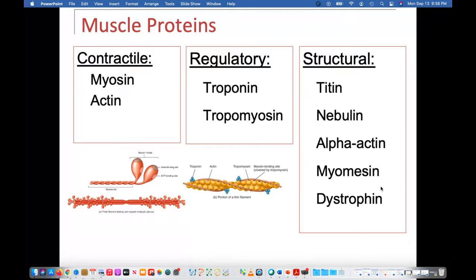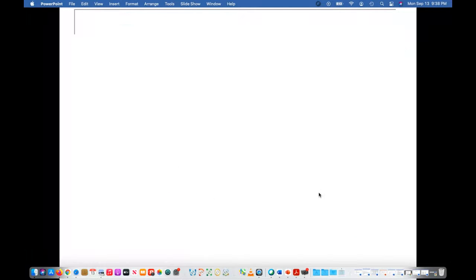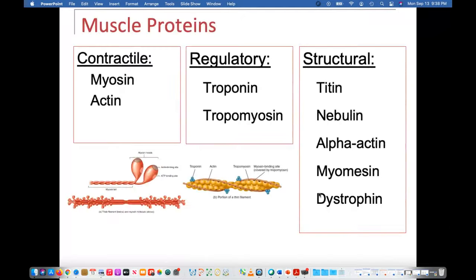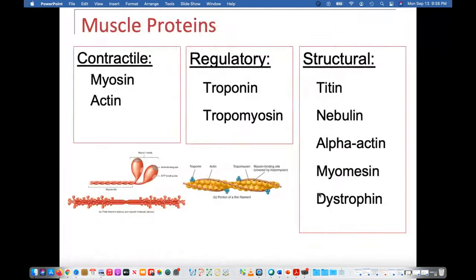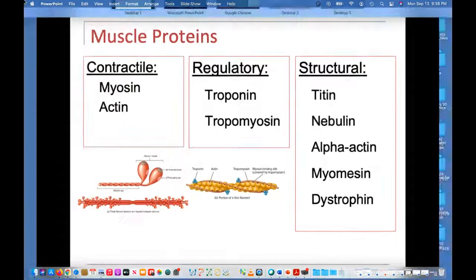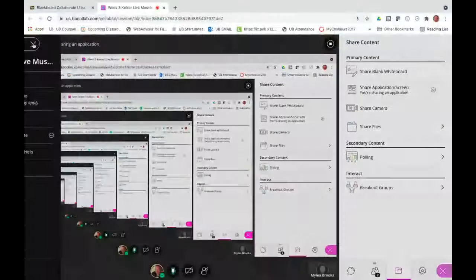If there is an autoimmune condition that attacks dystrophin, that's referred to as muscular dystrophy. Muscular dystrophy. This looks like a good place to take a break. When I come back, I will get into these proteins again, and we'll talk about the sarcomere and muscle contraction, how a muscle actually contracts.